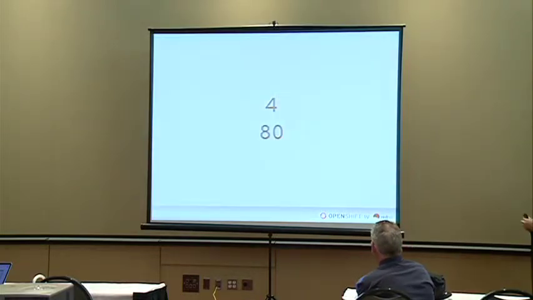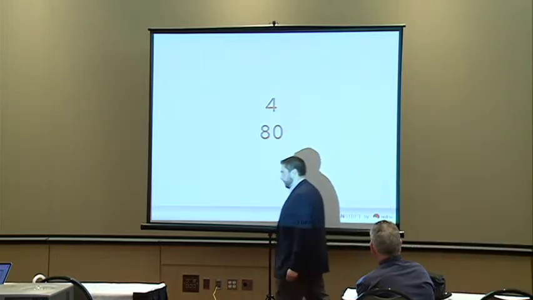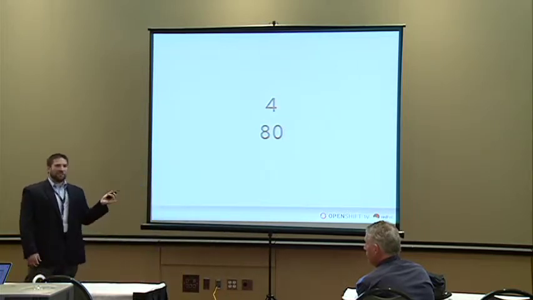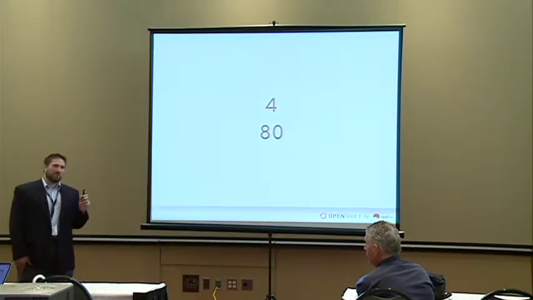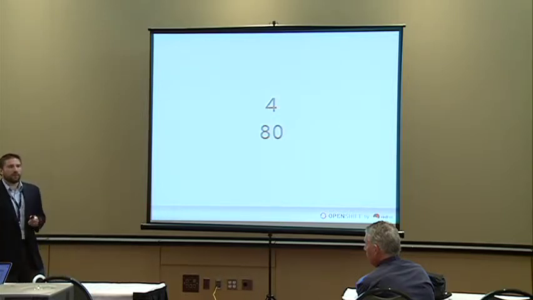So I just want to kick the presentation off by showing you two numbers up here, the number 4 and the number 80. And probably a lot of you are sitting here scratching your head saying, well, what does this have to do with DevOps? What's so relevant about these two numbers?